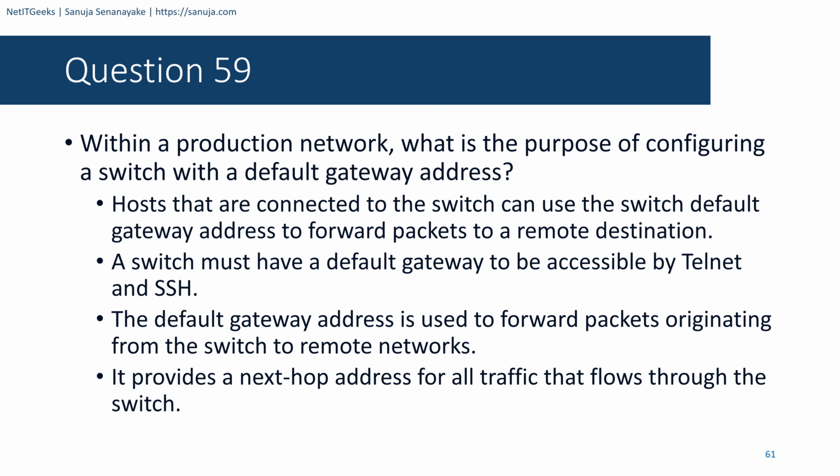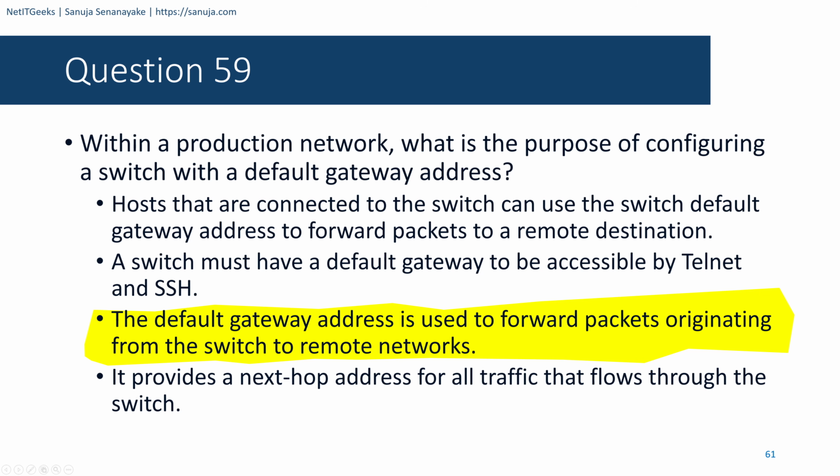I'll give you a couple of seconds to think about this, because there are a couple of answers you may think are possible, but there's one correct, definite answer. I'm going to give you that answer now. If you haven't got it yet and you're confused about the answers, maybe pause the video. The answer is that the default gateway address is used to forward packets originating from the switch to remote networks. You may have thought about the option that hosts connected to the switch can use the switch default gateway address to forward packets to a remote destination, but that's not the correct answer. This is the correct answer.